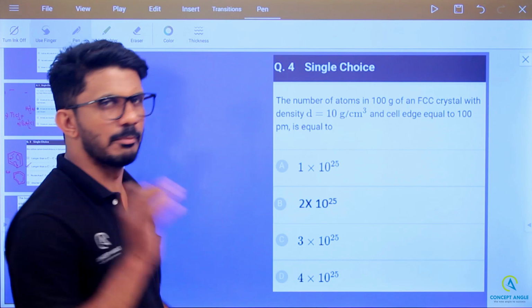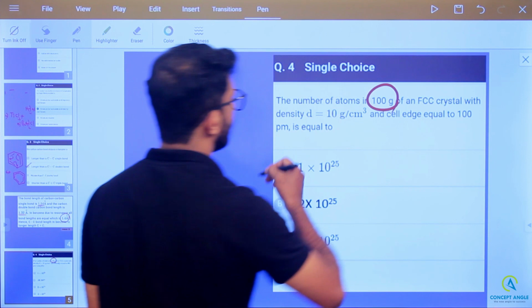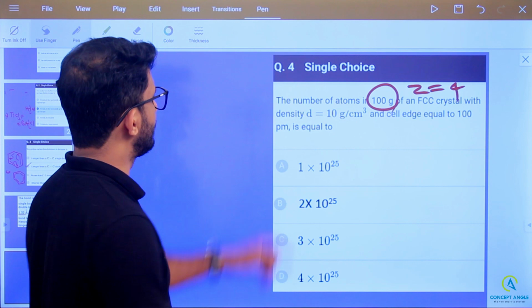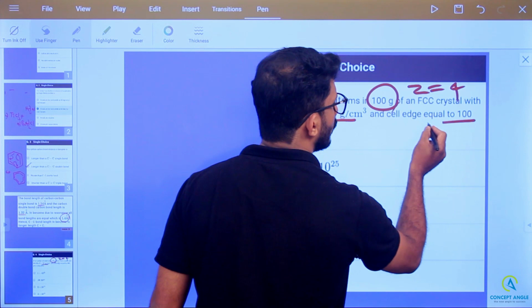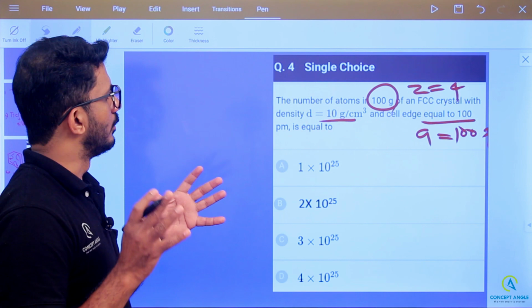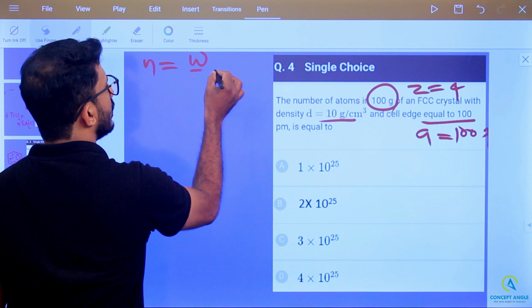Appo namukku ivada number of moles kittiya mathi. Number of moles kittan ivada actual mass thannittundu. This is the given mass, the number of atoms in 100 gram, and it's given FCC. For FCC, z is equal to 4, the number of particles. The density d is 10 gram per centimeter cube, and the cell edge is 100 picometer; as it is cubic, a is equal to 100 picometer. Appo namukku ivada kandupidikkanadu molar mass kittiya mathi, because number of moles is equal to given mass divided by molar mass. How do you find out molar mass?